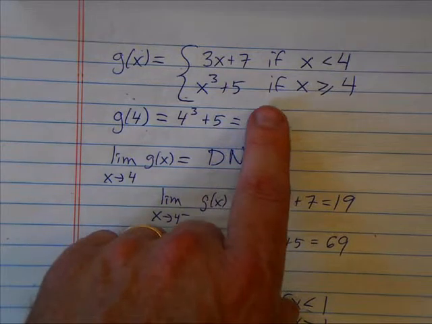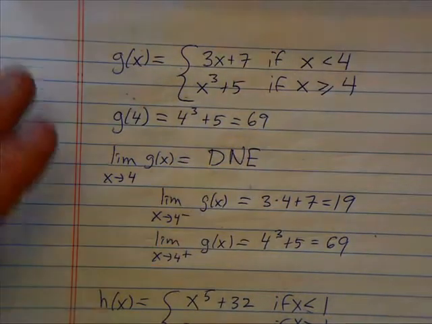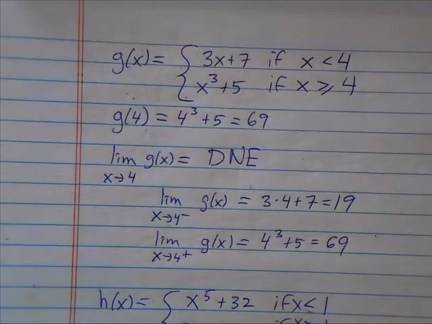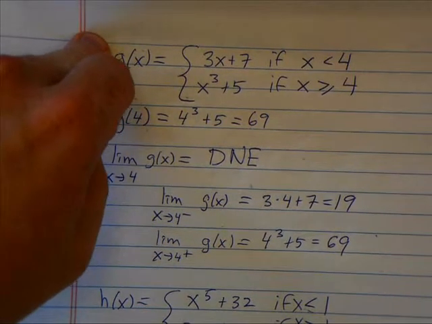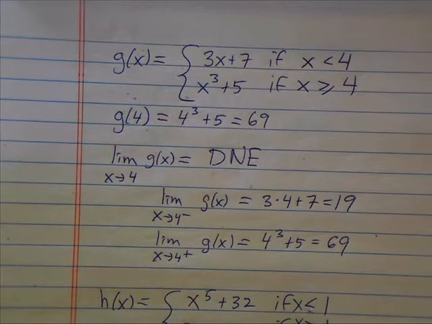This one has a name. If you were to draw this one, you would see that the two things don't match up. From one side you're getting one value, one side you're getting another value. There's a big jump in the graph in the middle. So what do you think we call it when there's a big jump in the graph? A jump discontinuity. So this function would be said to have a jump discontinuity.